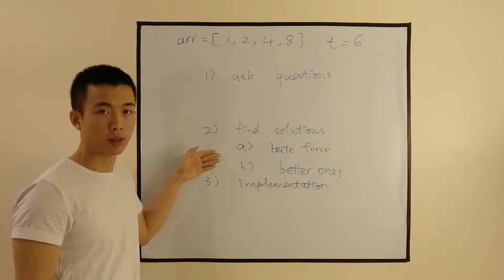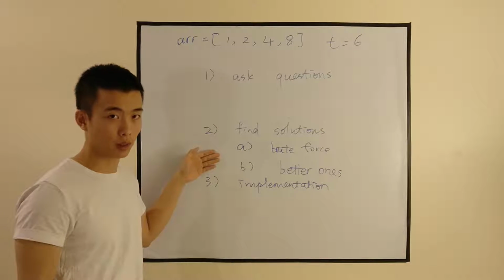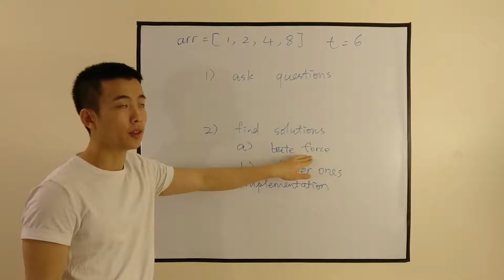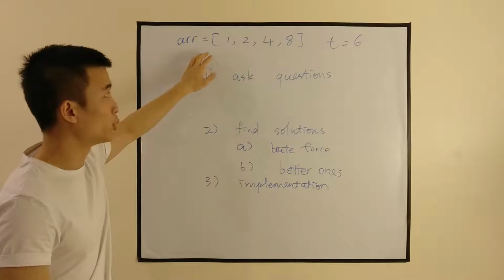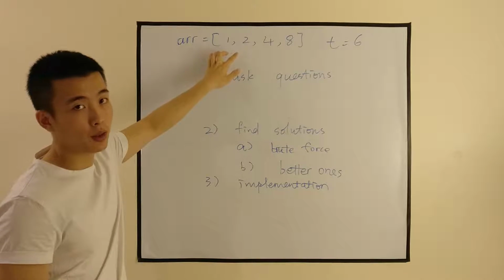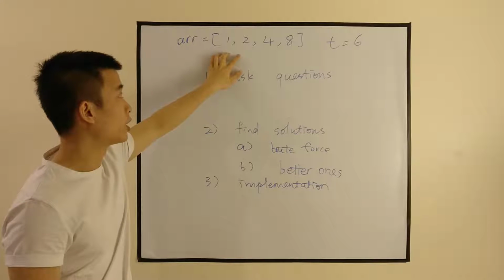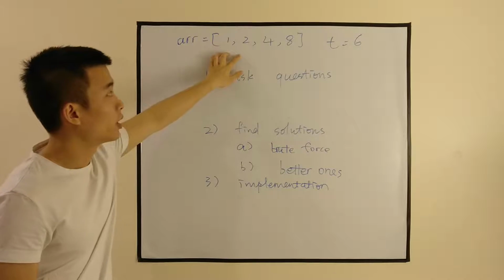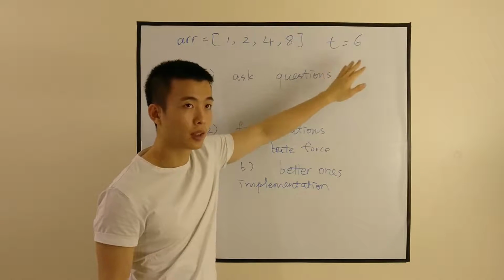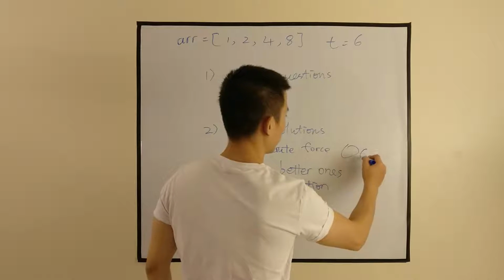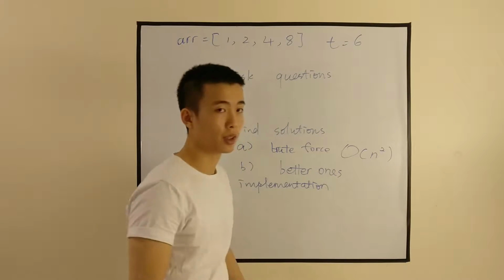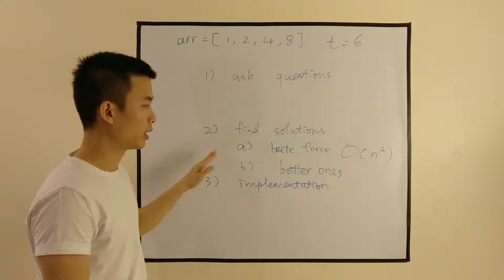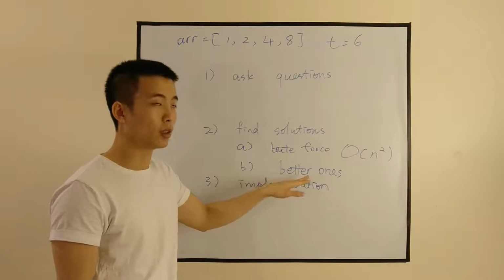These two would be the steps that I would take when I'm trying to find solutions for the question that I'm given. First is going to be brute forcing. For this question, I might just want to loop through each value in the array and check if the sum of those two values is equal to the target t. The runtime for that would be something like big O of n squared. It is not going to be the best solution for this question, which leads us to finding better solutions.